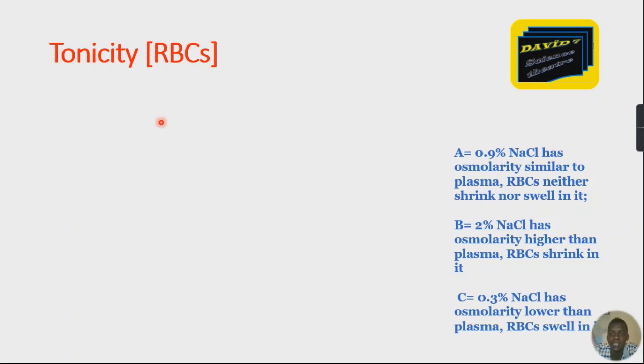Alright, so let's talk about tonicity. For example, we have hypertonic solutions, isotonic solutions, and hypotonic solutions. When you look at this, 0.03% sodium chloride has osmolarity lower than that of plasma, so it is a hypotonic solution. 2% is hypertonic and 0.9% is isotonic. Okay? Isotonic, hypertonic, hypotonic.